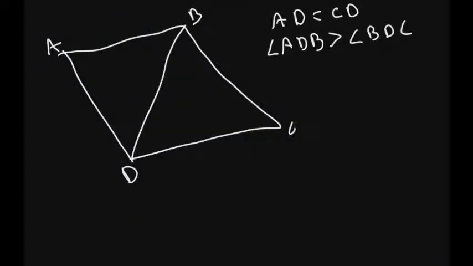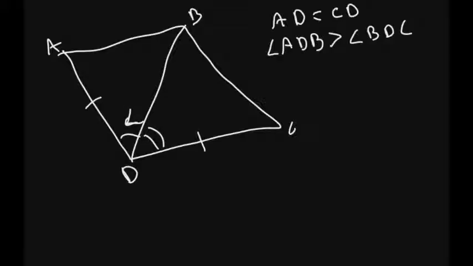Alright, we're going to do one more. So again, I got a quadrilateral cut in half to form two triangles. And I'm given certain information. So AD equals CD. And then angle ADB is greater than angle BDC. So this angle right here is greater than this angle right here.